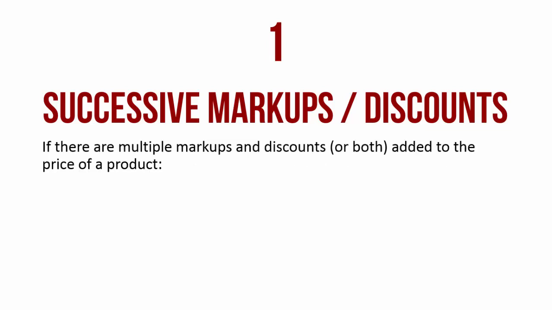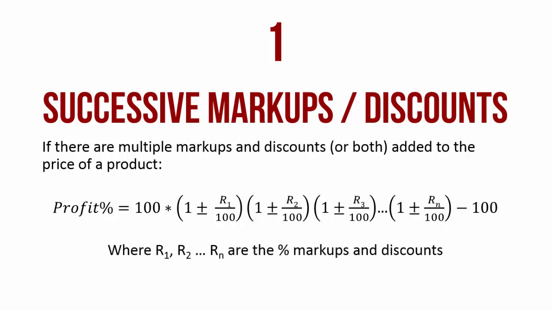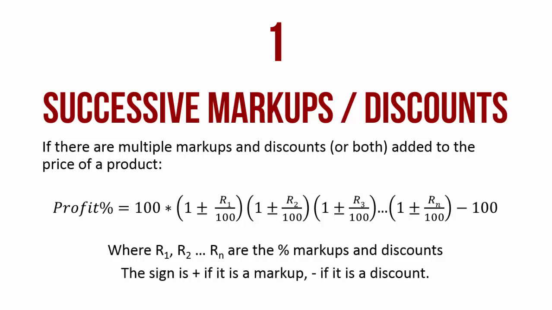If there are multiple markups and discounts, or both, added to the price of a product, then the profit percent is given by this formula. Here, R1, R2, R3 and so on up to Rn are the successive markups and discounts. N here is the total number of markups or discounts that have been added. The sign before R, you see 1 plus or minus R1 by 100 and so on.